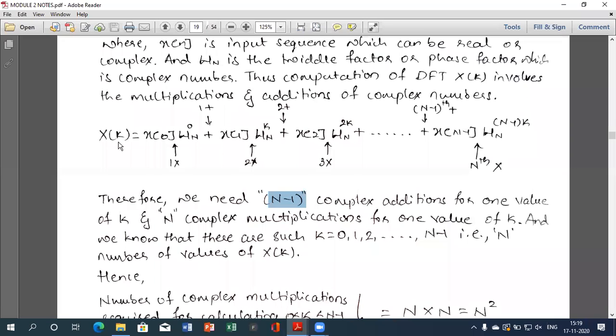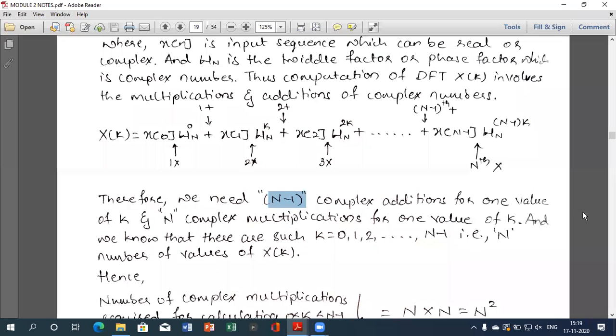Suppose I substitute the value of k equals 0, how many complex additions does it require? N minus 1 complex additions. If I take n equals 8, then 8 minus 1 becomes 7. So a total of 7 complex additions are required. Similarly, how many complex multiplications? If n equals 8, a total of 8 complex multiplications are required, only for one value of k.